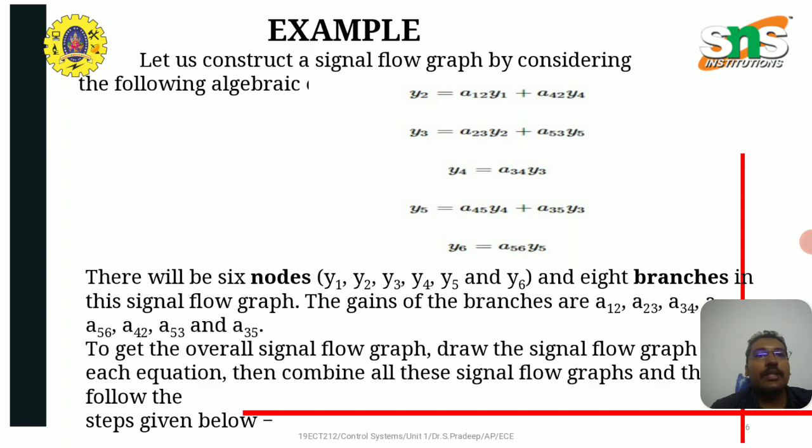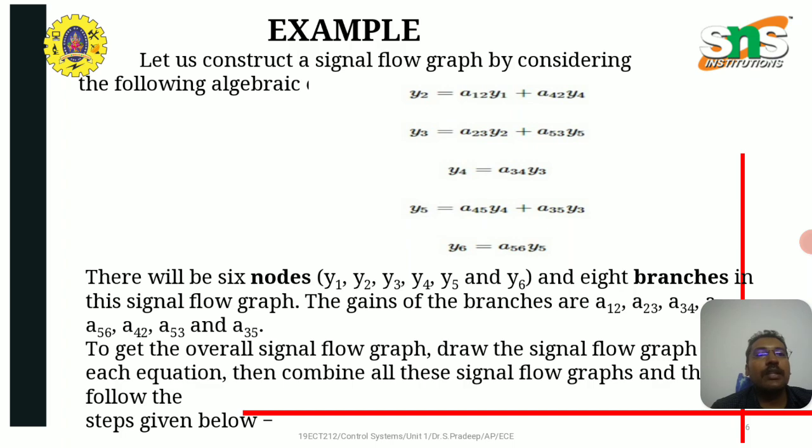Let us construct the signal flow graph by considering the following algebraic equations: y2 equals a12 y1 plus a42 y4, y3 equals a23 y2 plus a53 y5, y4 equals a34 y3, y5 equals a45 y4 plus a35 y3, y6 equals a56 y5. There will be 6 nodes y1, y2, y3, y4, y5 and y6 and 8 branches in this signal flow graph. The gains of the branches are a12, a23, a34, a45, a56, a42, a53 and a35.